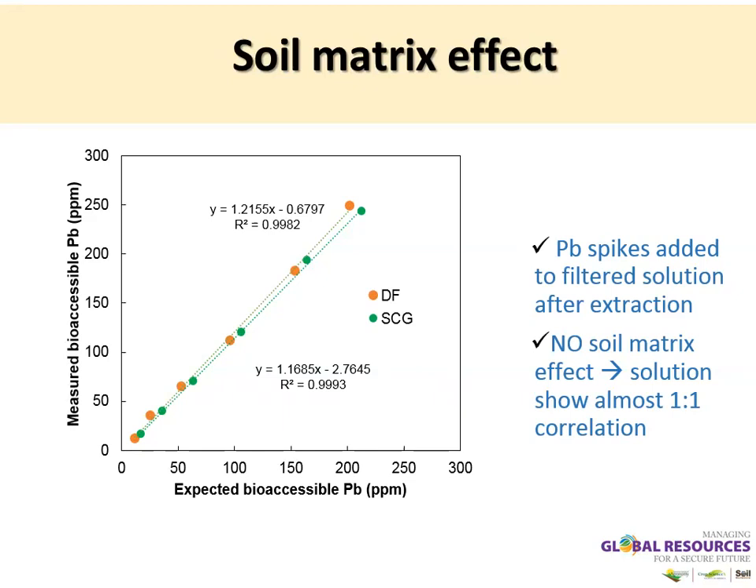SCG soil is quite different. It has more than 2,000 milligrams per kilogram of lead. It has total organic content of more than 20% and very high phosphorus as well. The pH was 7.5, and it has lots of calcium. So we can see that when we added spikes into the extracted solutions right before we measured with XRF, there was no difference. The correlation is 1-to-1, which tells us there is no soil matrix effect, and it can also be a reliable measurement.